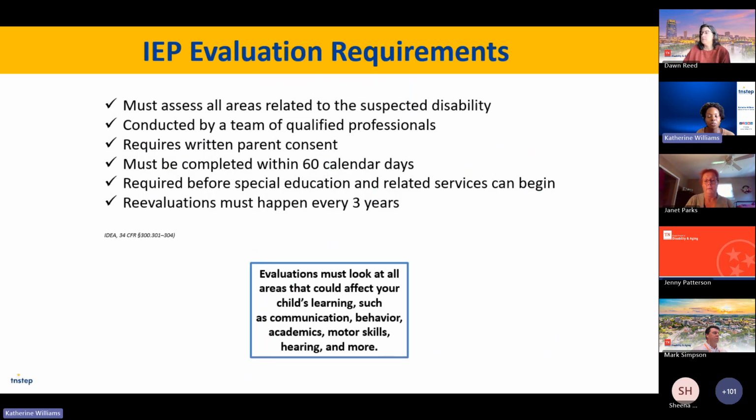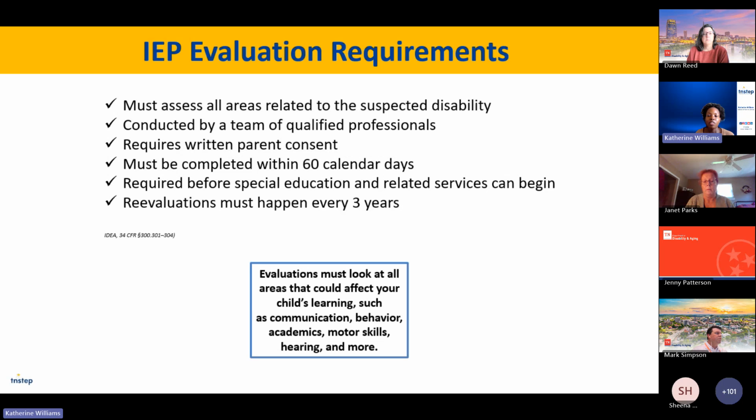So, as I mentioned earlier, the school must have your written consent before starting an evaluation. So, evaluations, they need to look at all areas that could affect the child's learning: communication, behavior, academics, motor. So, it's not just academics only. You also should be looking at other areas that could impact the child's education. And the evaluation should be done by a team of qualified professionals. And once you give your consent, the school has 60 calendar days to complete the evaluation.